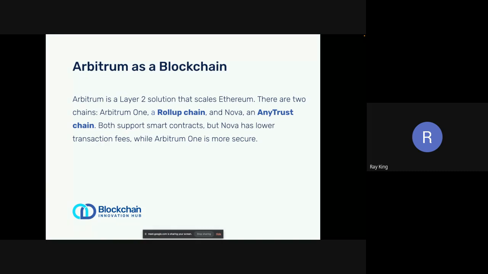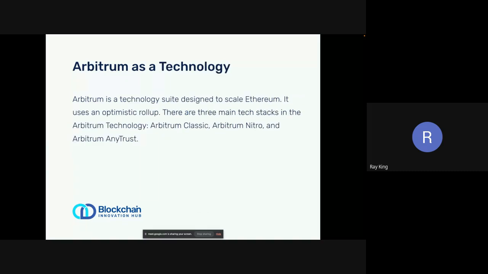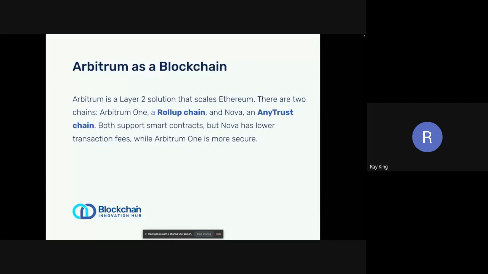Why is Arbitrum 1 more secure? Because Arbitrum 1 makes use of the full Arbitrum Nitro. I'm sure it all sounds confusing right now, but we're going to get a better understanding of it. So I'll just move on, and then we'll explain this better as we proceed.